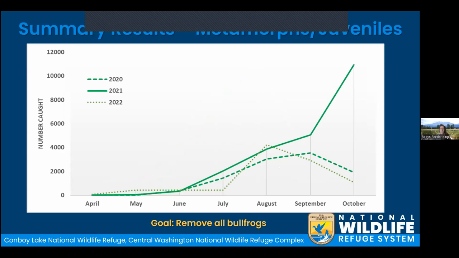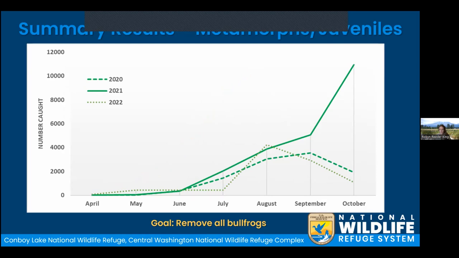Here you can see that we observe and therefore catch very few subadults until after the breeding season has finished, and that has been true across all seasons. The large spike that you see in 2021 is again due to the mill pond, as Trevor discussed.